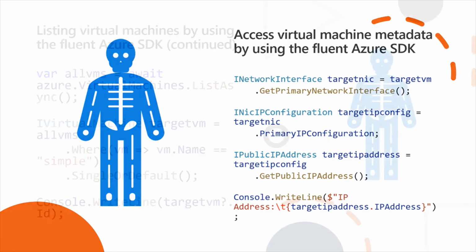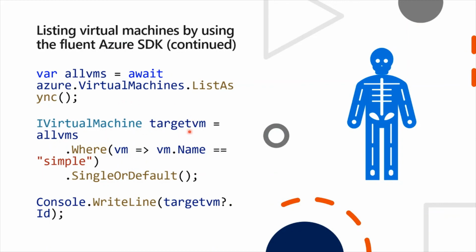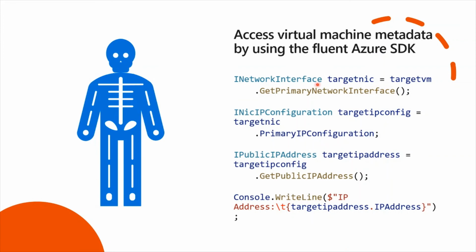So the target VM, we got it from here by filtering using the link query, and using this target VM we can get more information from that. So target NIC, target IP configuration. First we got the target NIC, and from the target NIC we can get the primary IP configuration, and then from the target IP config, which we got here, we can get the public IP address. So you see, we go one by one.